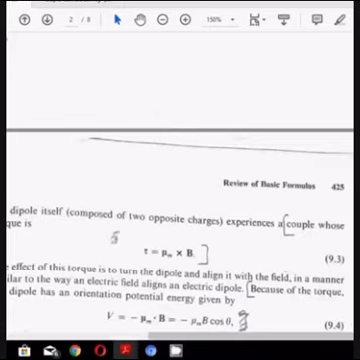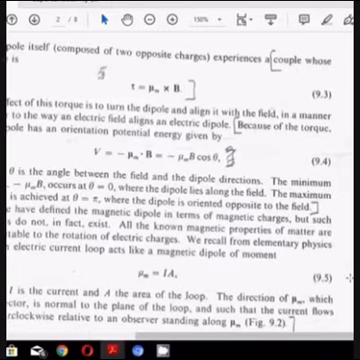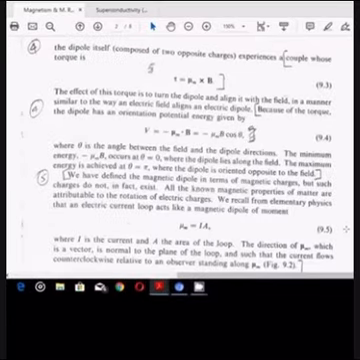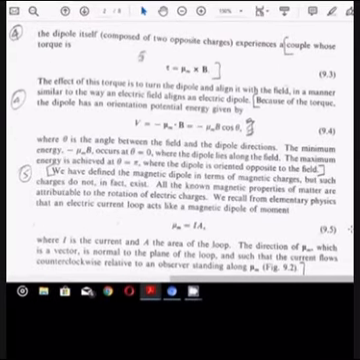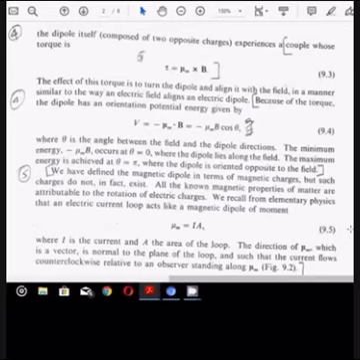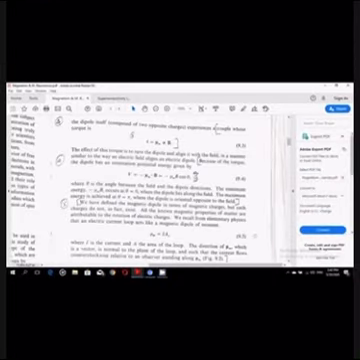Equation 9.4 gives us the magnetic potential energy, and here if theta is the angle between the field and the dipole direction, the minimum energy will be minus mu m into B, and this will occur when theta is 0, that is when the dipole lies along the field. And the maximum energy is achieved at theta equal to pi, where the dipole is oriented opposite to the field.